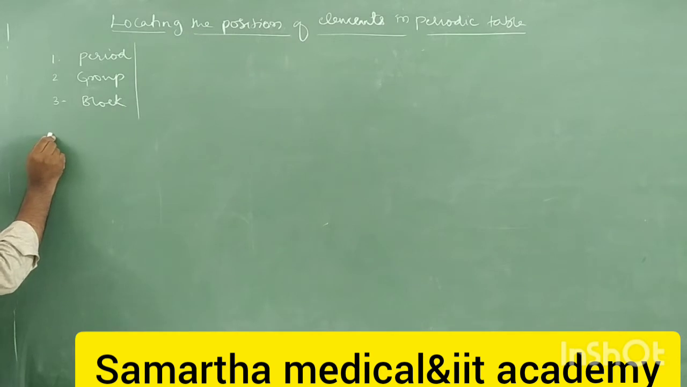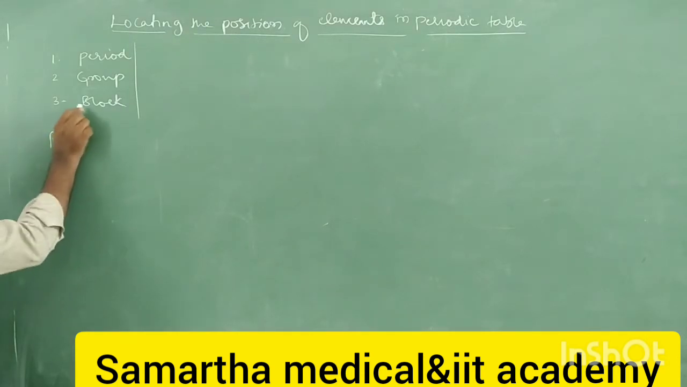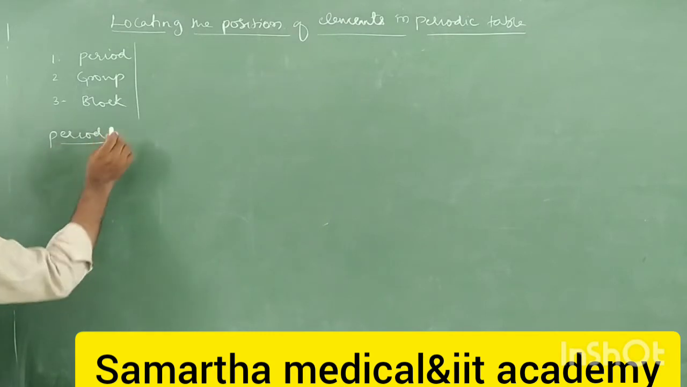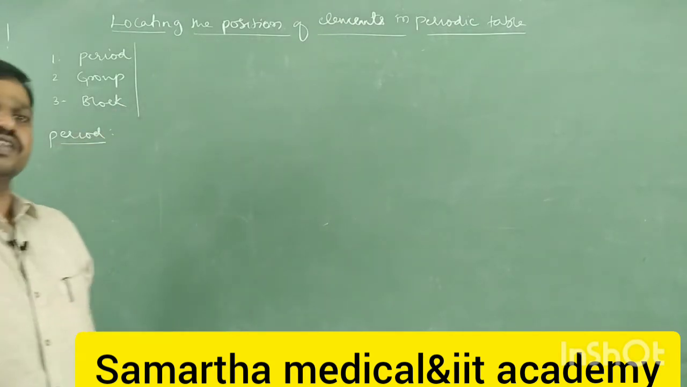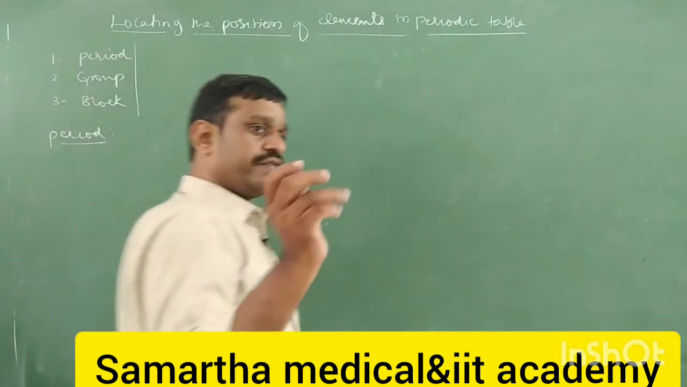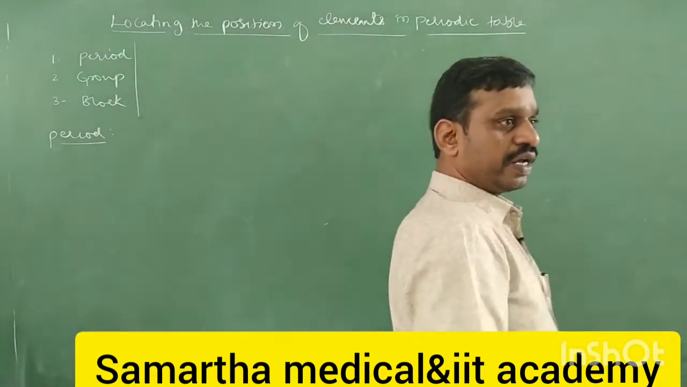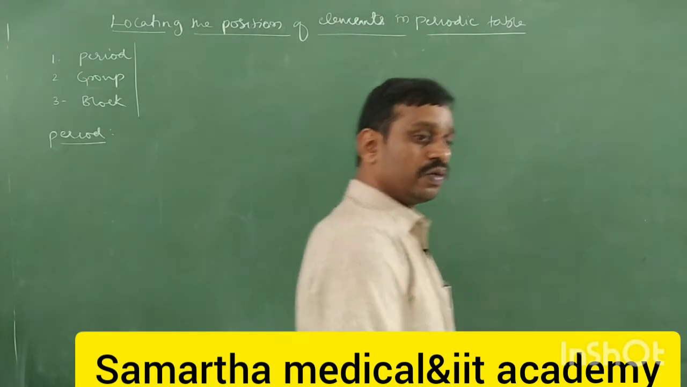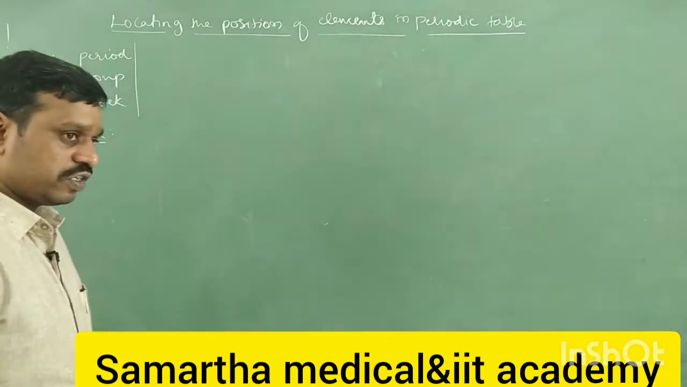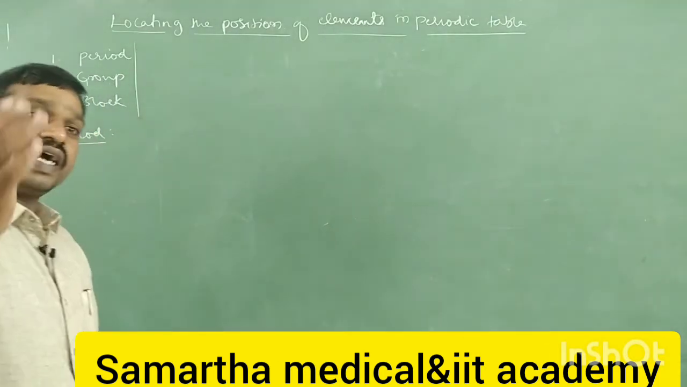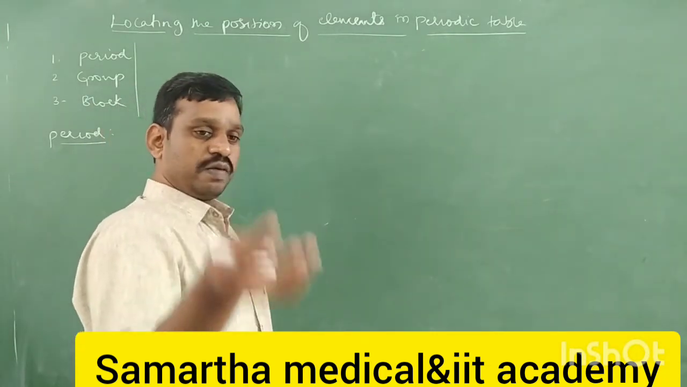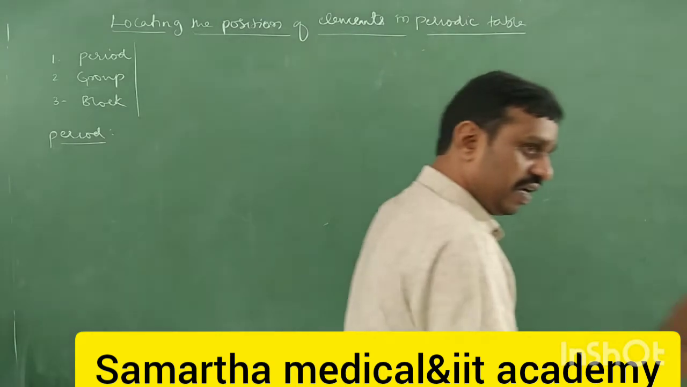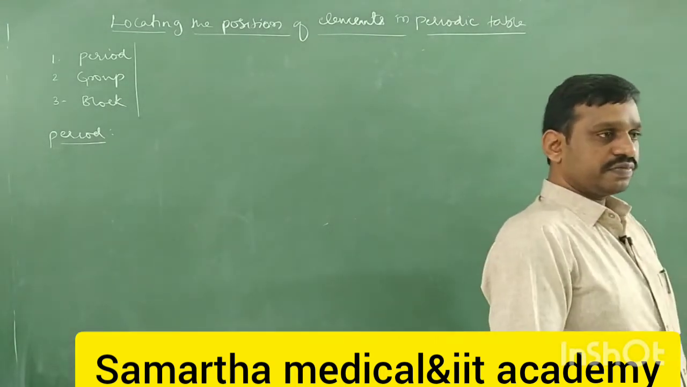Let us take the first one, period. How to identify which period the given element belongs to? It is very simple. Previously also we discussed, right? Which period a given element belongs to can be identified by its electronic configuration. In the electronic configuration, look at the maximum principal quantum number. The maximum principal quantum number of a given element indicates its period number.